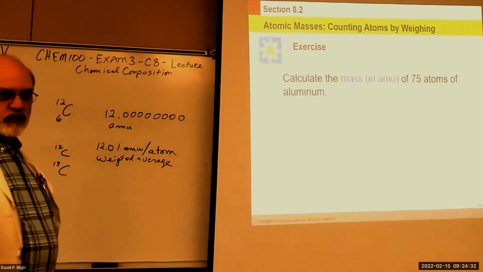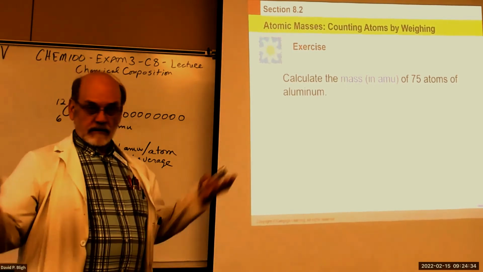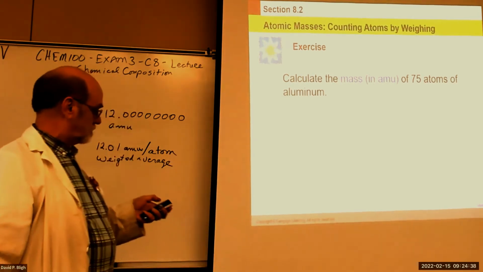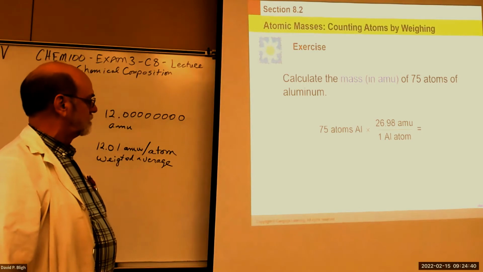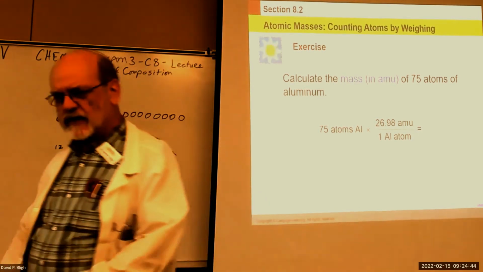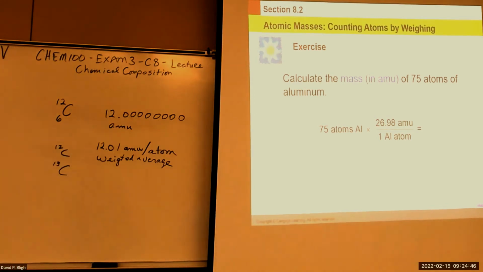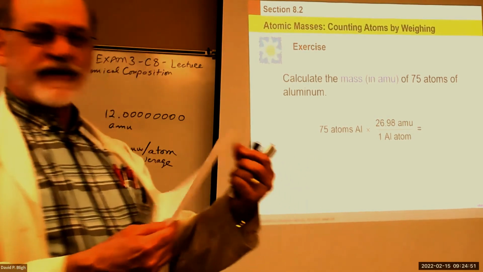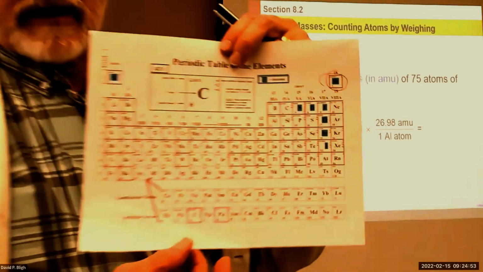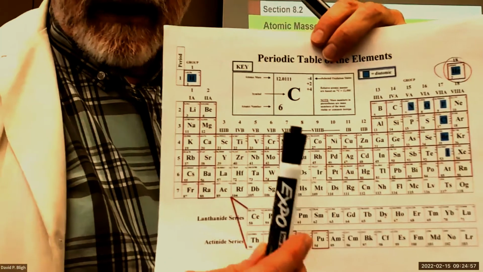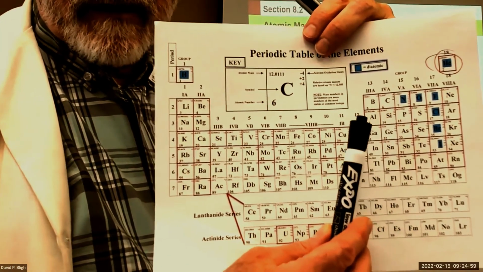75 atoms of aluminum. Okay. Where's our average atomic mass for aluminum? You have to look at the periodic table, right? Hold on a second. Here's one. So where do we find that on our periodic table? Well, you have to find aluminum first, right? Okay, so let me get closer. Get my pointer. Let's see, aluminum is right here, okay?